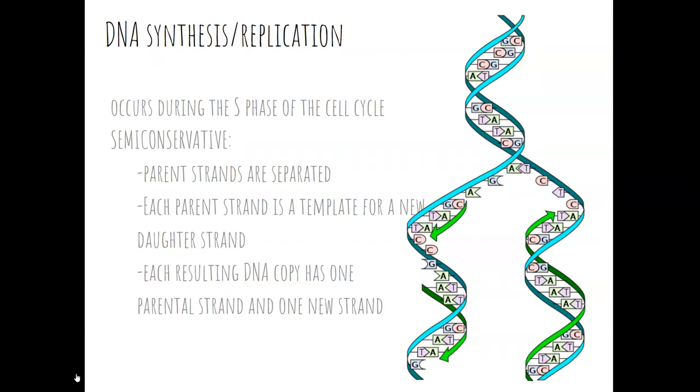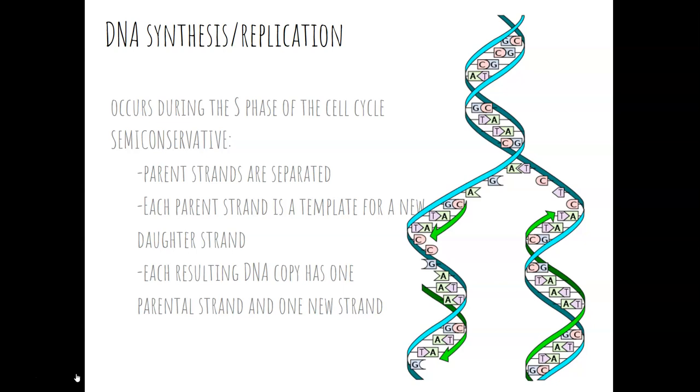DNA has to synthesize itself in order for you to have the right number of copies of DNA in each cell. Because DNA is used to make proteins, if you have a cell that does not have all the DNA that it needs, it won't be able to make the proteins and the enzymes for that cell to be alive. DNA synthesis happens during a certain phase in the cell's lifetime, called the S phase or the synthesis phase.